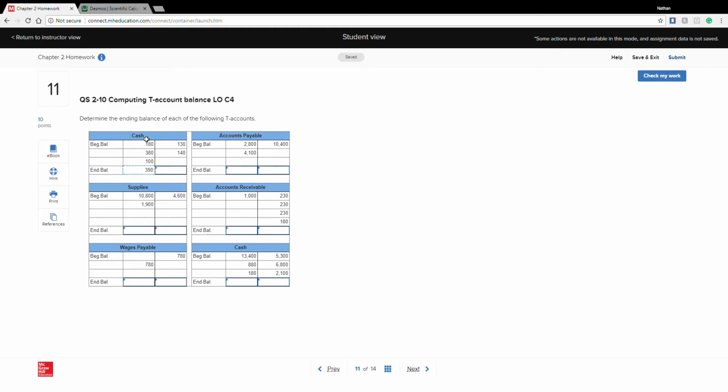So again, we're going to have it on the side that's greater. Here, debits is greater, so there's still a debit balance. Our credits are totally gone. They're technically zero. We leave it as a blank. Okay. Next one, accounts payable.